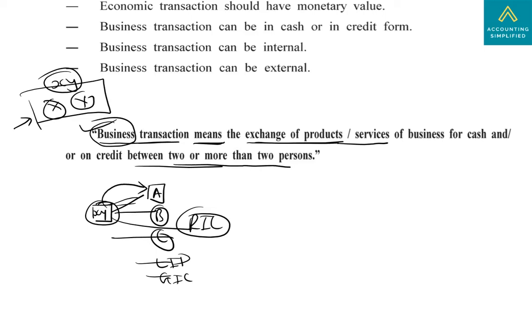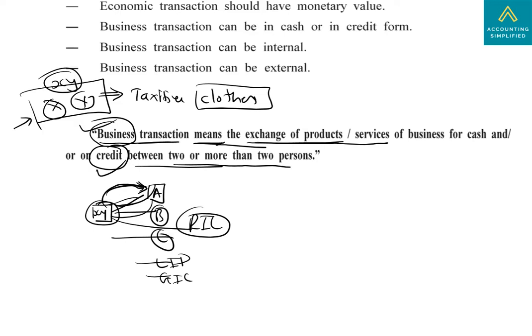I am providing some products to you, and think that the business we are owning is a business of textile clothes, right? We are dealing with clothes. So exchange of products means I am providing clothes, you are providing money, right? Or I am providing clothes, but you are not immediately providing the cash. It means that the transaction is considered a credit transaction, where a transaction in which cash is not exchanged immediately is considered a credit transaction. Again, a transaction in which cash is not transferred immediately.